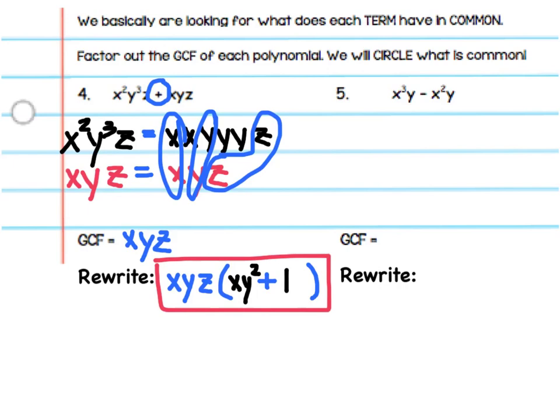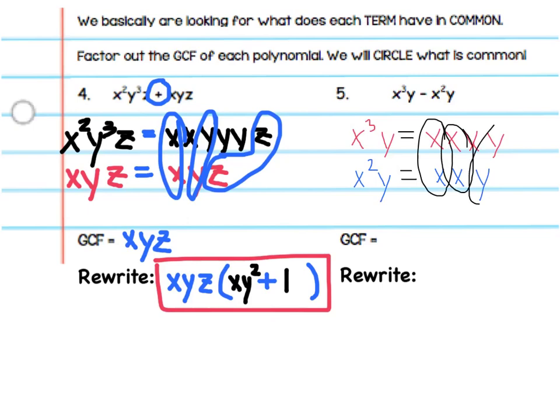Alright, let's look at number 5. x cubed y, x squared y. Notice it doesn't matter if they're positive or negative. That's irrelevant. We're just trying to figure out what do they have in common. What is their GCF? Alright, so the first one, x cubed, means I have 3 x's. And then I have that 1 y. x squared, that's 2 x's and 1 y. Let's circle what they have in common. They have an x in common, another x in common, and a y in common. So the GCF is x squared y.